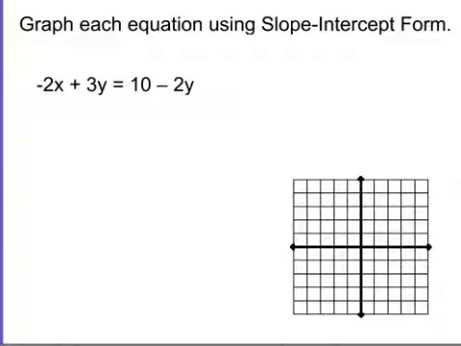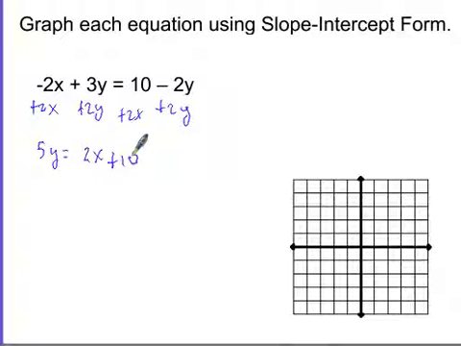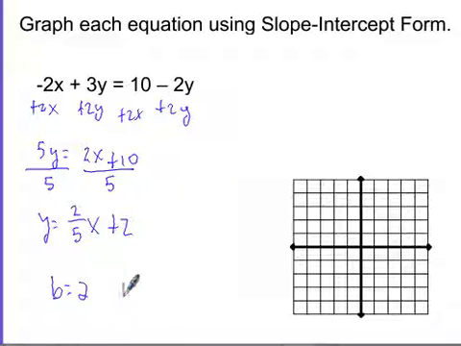All right. Still need to solve for y. Let's add 2y to both sides. And not minus 2x. Add 2x to both sides. So that would be 5y equals 2x plus 10. Divide by 5. So y equals 2/5 x plus 2. So the y-intercept is 2 and the slope is 2/5. Y-intercept is 2, slope is up 2/5. Or down 2, left 5.